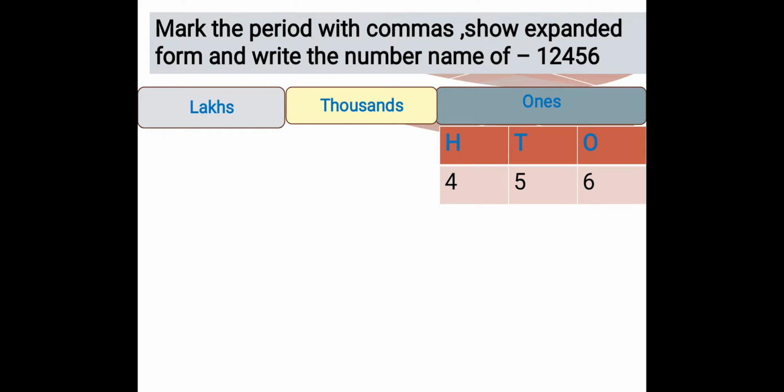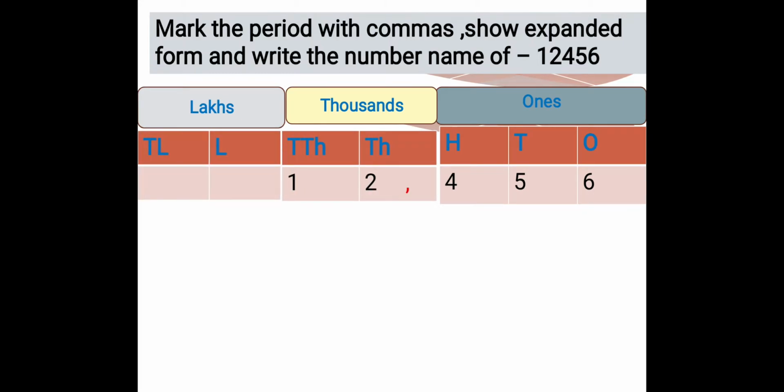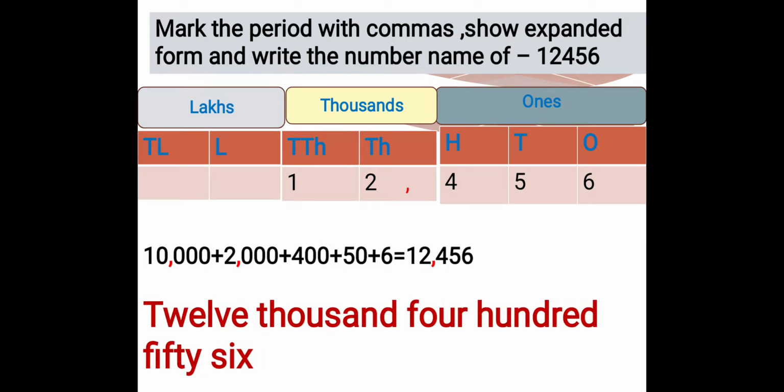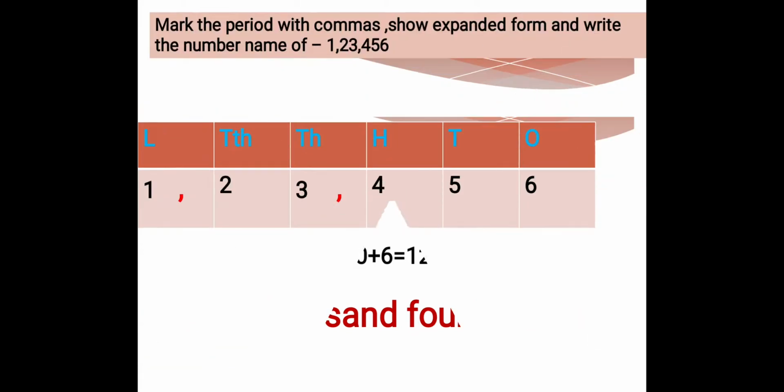So we place the digit into the place value chart. Lakhs have no values, so it is vacant. And also we have broken the period with the help of a period separator, that is comma. This is the expanded form. This is how we read the number 12,456.